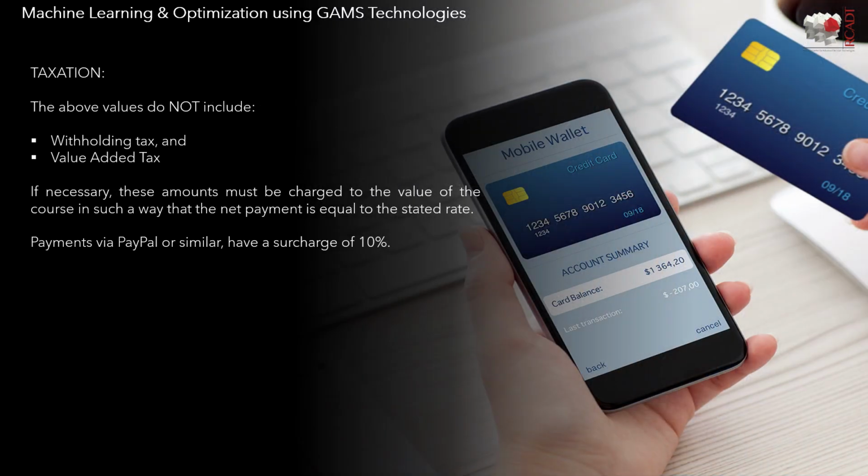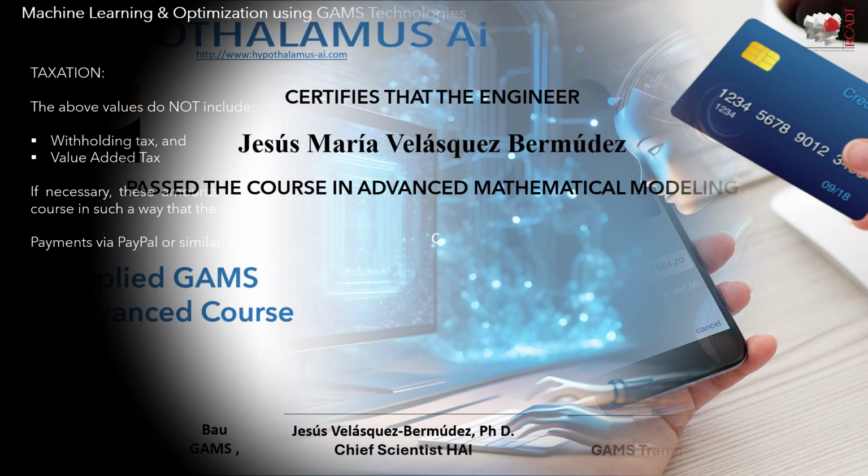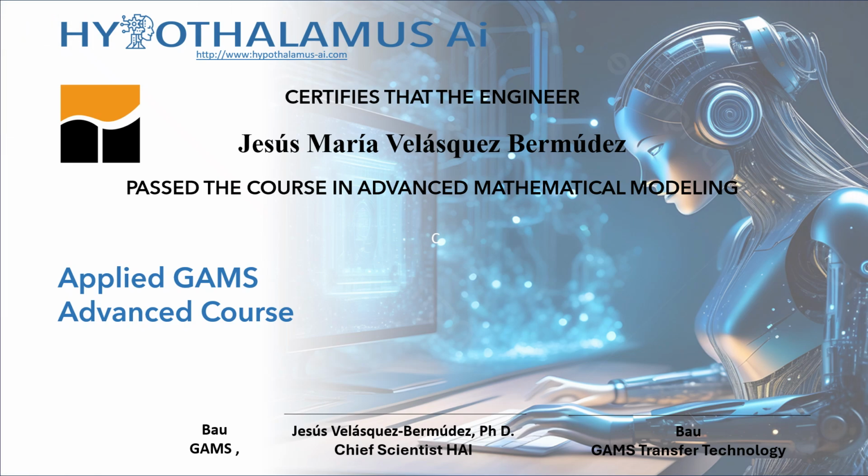Taxation. The above values do not include withholding tax and value-added tax. If necessary, these amounts must be charged to the value of the course in such a way that the net payment is equal to the stated rate. Payments via PayPal or similar have a surcharge of 10%. HI issues a certificate signed by the chief scientist, for which the student must participate in at least 10 conversation sessions per module. GAMS will validate the certificate granted by HI.